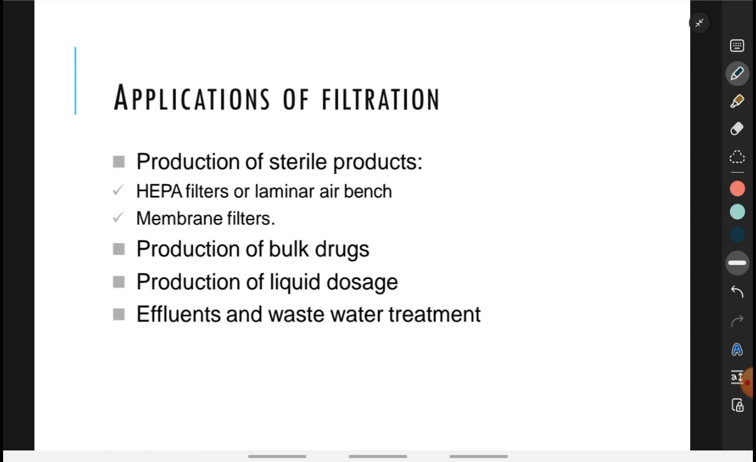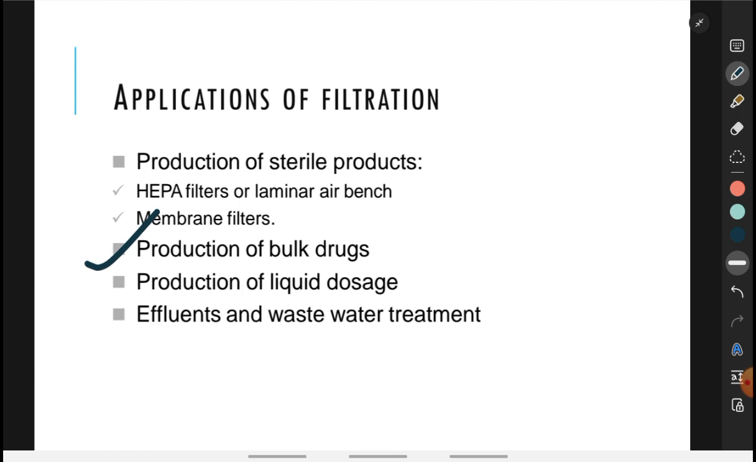The next is the application of filtration. There are some applications, like production of sterile products, like you have seen the HEPA filters, which maintain a good environment prior to or during the manufacturing of sterile products. Then production of bulk drugs, where the solid intermediate or finished product is separated from the reaction mixture. Like sometimes you do synthesis, so in that the solid is separated from the liquid or the medium in which you synthesize your product.